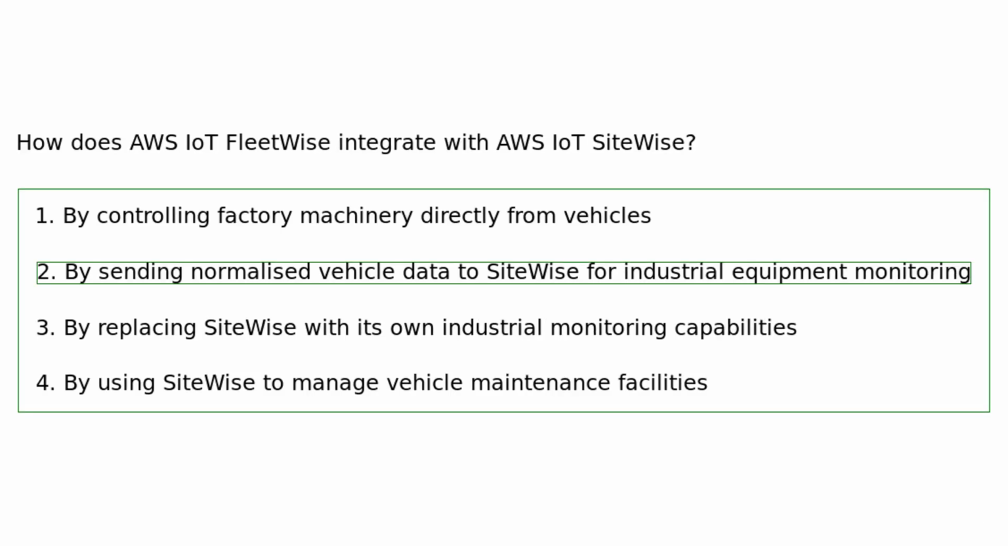AWS IoT FleetWise integrates with AWS IoT SiteWise by sending normalized vehicle data to SiteWise, which can then be used for monitoring industrial equipment or facilities related to the automotive industry.